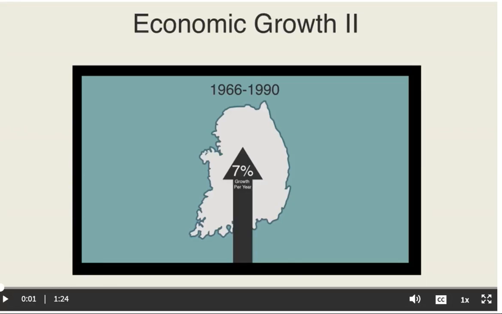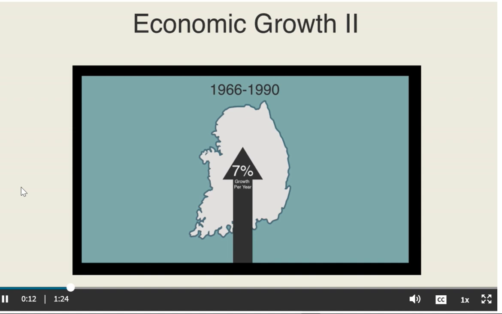Okay, as we continue through these study lessons that she gave you, this is the next section, Economic Growth Part 2. Offers a spectacular example of economic growth. From 1966 to 1990, GDP per capita in South Korea grew at an outstanding 7% per year.